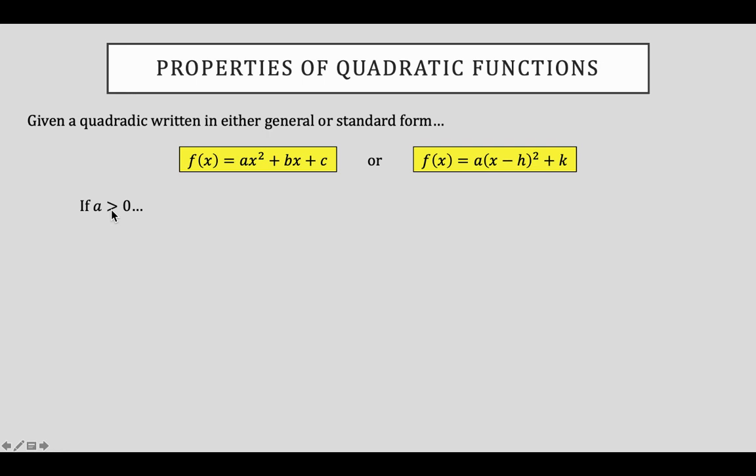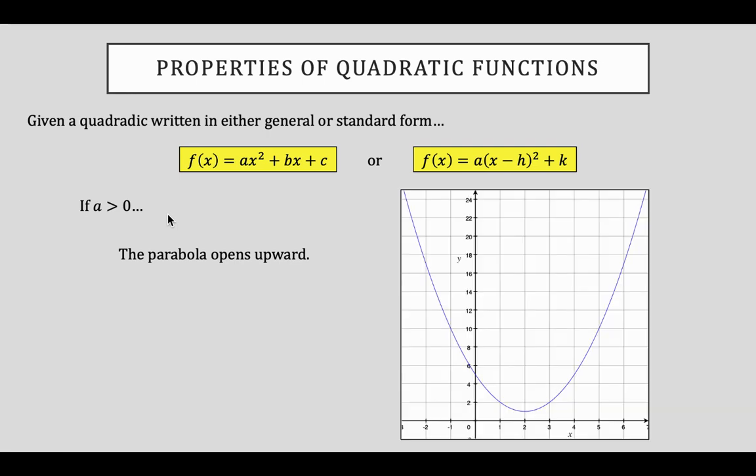If a is greater than 0, that's our leading coefficient. That's going to be the constant term that ends up being in front of the x squared. All right, the parabola is going to open upward. Here we have an example. Parabola shape, this nice U, and this parabola is indeed opening upward.